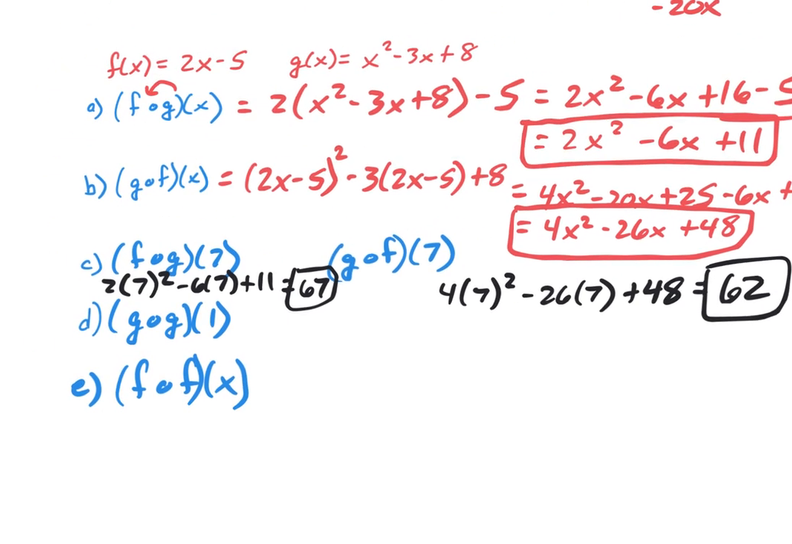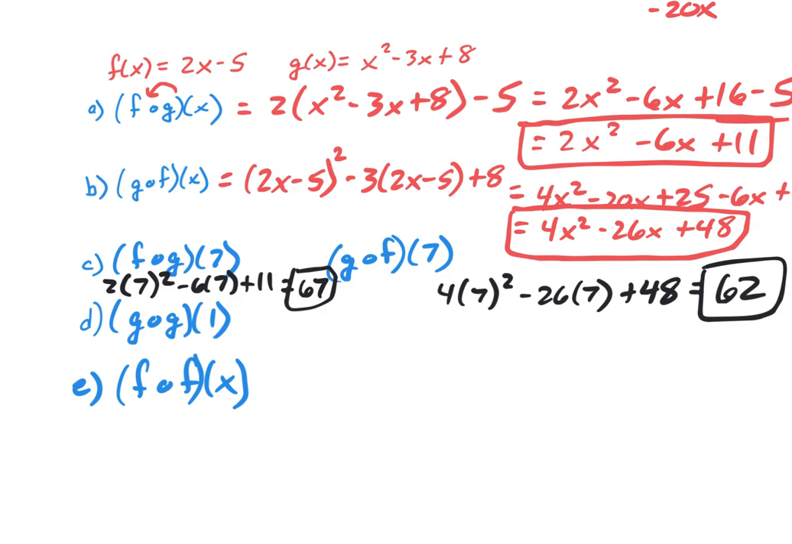Okay, for part D down here, G follows G of 1. Well, we haven't done G follows G yet. This is a little bit different, but because we're plugging in a number, I do this one just to show you that you can use the same function twice. On this one, we're not even using the F function at all. We're only going to use the G function. I'm going to take 1, plug it into G, get that answer, and plug it into G again.